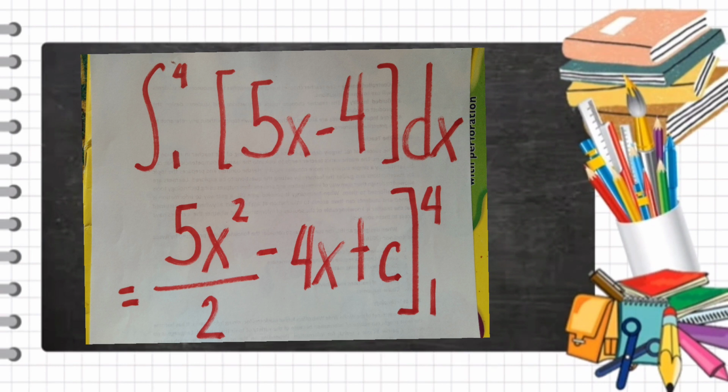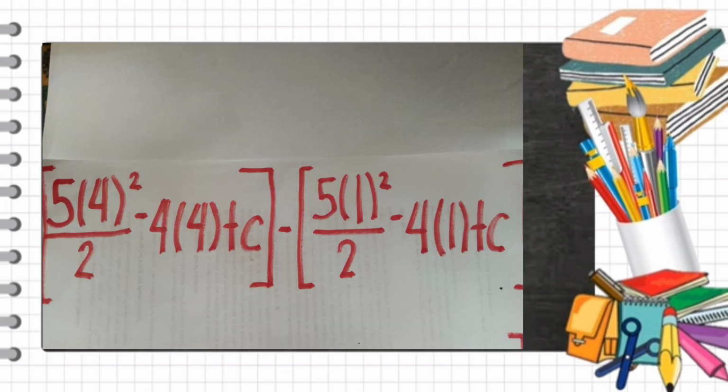Now let's see what would happen if we add c, which we really don't need, but let's just see what's going to happen. First, we need to calculate F of b, so we plug 4 into the expression. It's going to be 5 times 4 squared divided by 2, minus 4 times 4, plus c, and then minus F of a, so we plug in 1 this time. It's going to be 5 times 1 squared over 2, minus 4 times 1, plus c.